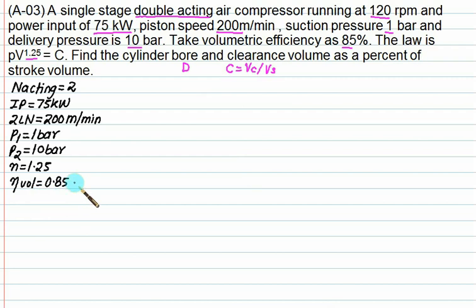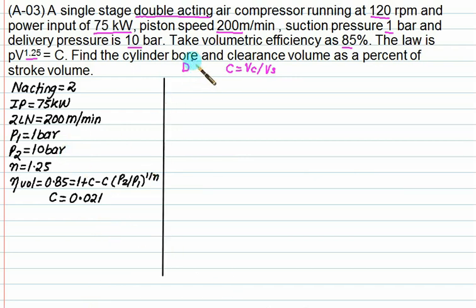So we have number of acting 2, IP is 75, twice ln is 200, that is piston speed. P1 suction pressure 1 bar, P2 is delivery, n is 1.25. Volumetric efficiency is given by 0.85 is 1 plus C minus C (P2 by P1) to the power 1 by n2, but n2 is not known, so we'll take same as index of expansion, that is 1.25. So we can put in this value, and from this we can calculate the value of C, which comes out to be 0.021. It's a percentage.